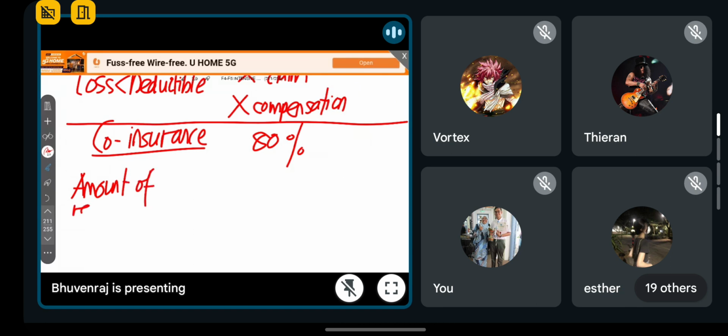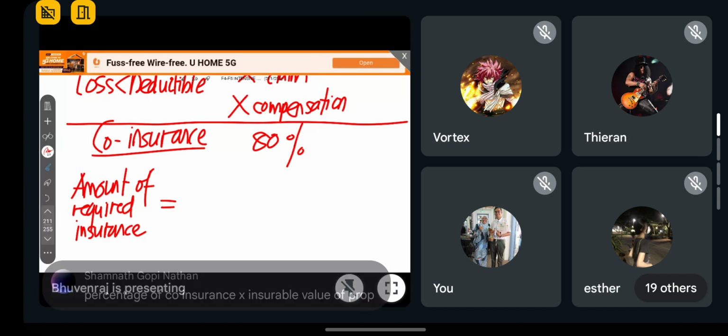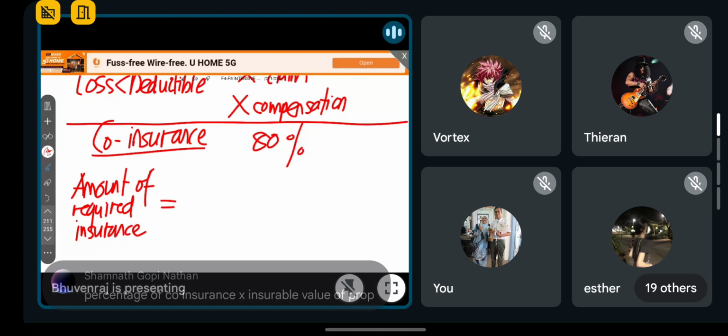Okay, so formula pertama kamu kena tahu is amount of required insurance. Jumlah insurans yang diperlukan. Okay, so can you guys tell me the formula? Apa rumus dia? Amount of required insurance. Short form guys, type short form. Lebih senang. Yes, very good. Percentage of co-insurance times insurable value.